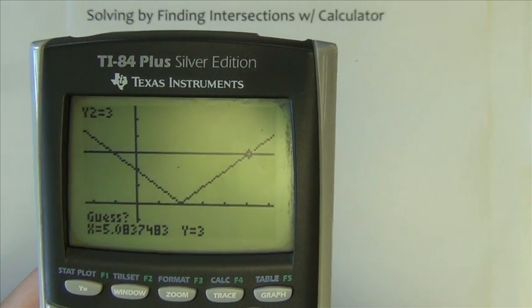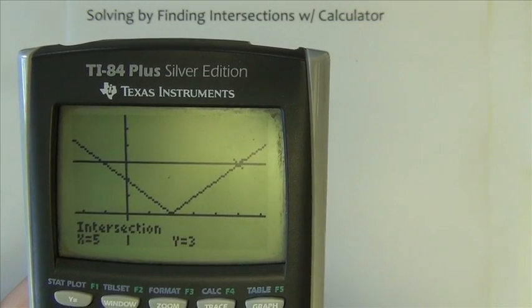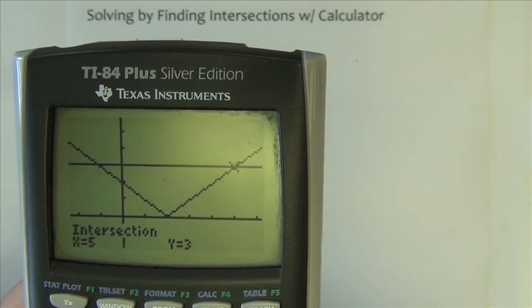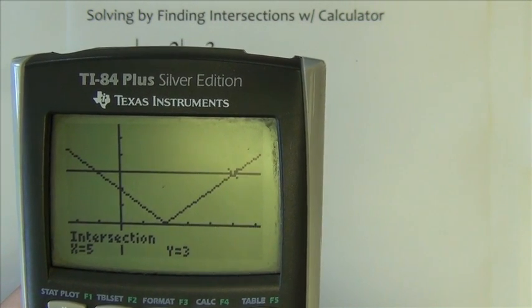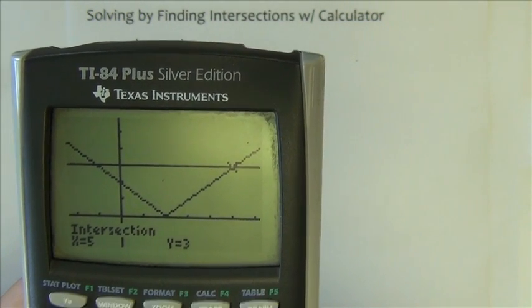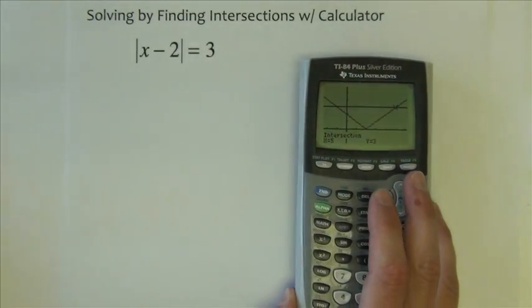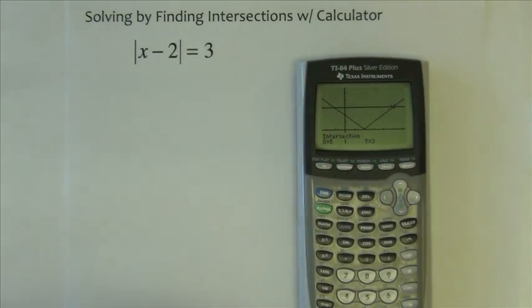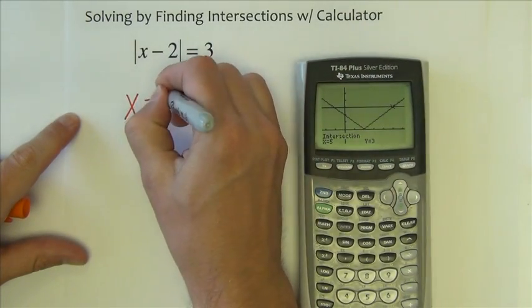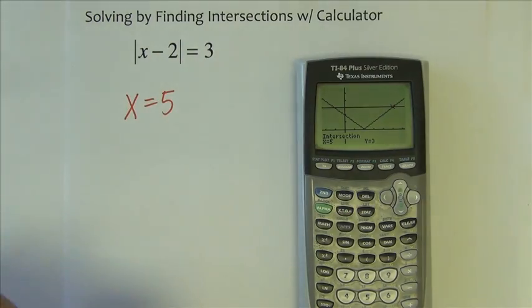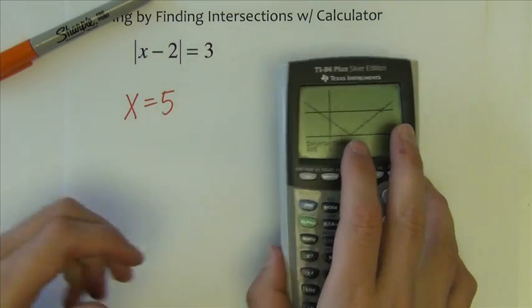When it says guess, I'm going to hit enter again. And that's my solution point, or that's my intersection point, 5, 3. The solution is the x value, x equals 5. Now let's find the other one.